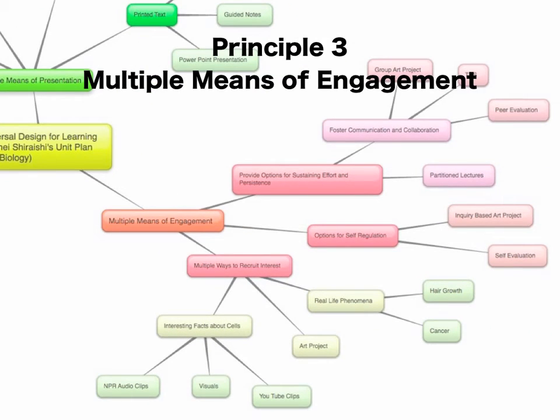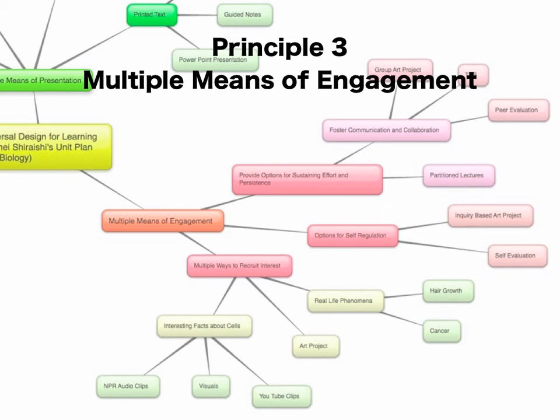The last principle is multiple means of engagement. The cell art project will engage many students with different learning strengths. A group project like this will also foster communication and collaboration. Therefore, it offers more support for sustained engagement.